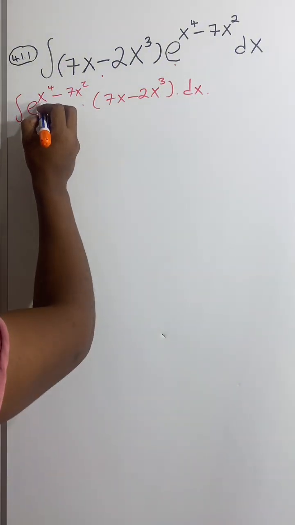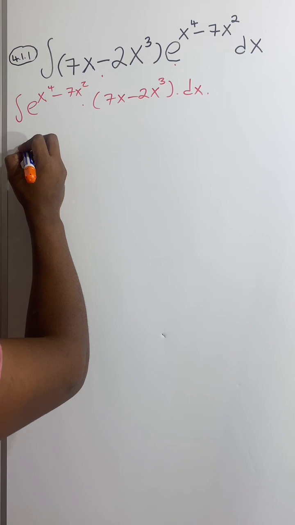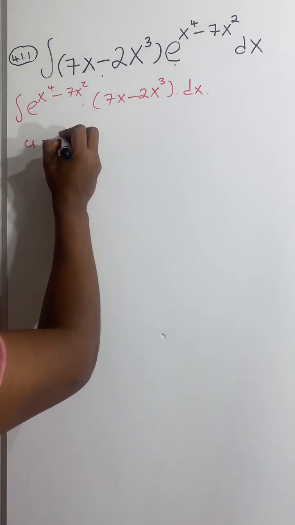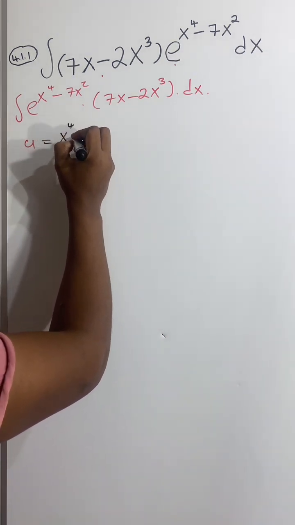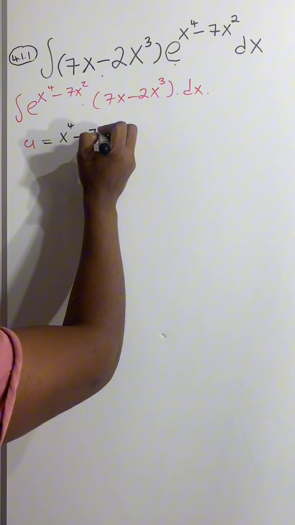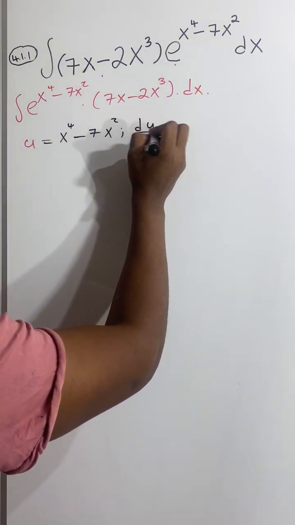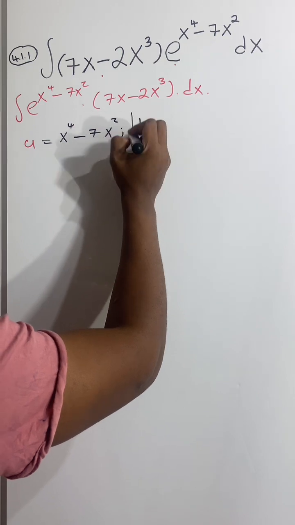dx. In this case, we have to let that equal u, so we let u equal x to the power 4 minus 7x squared. We differentiate u with respect to x.